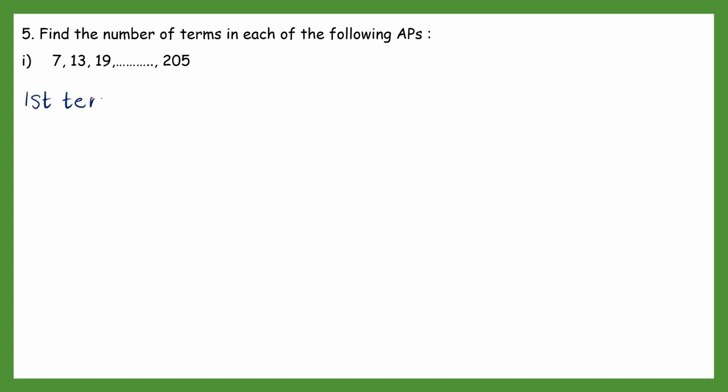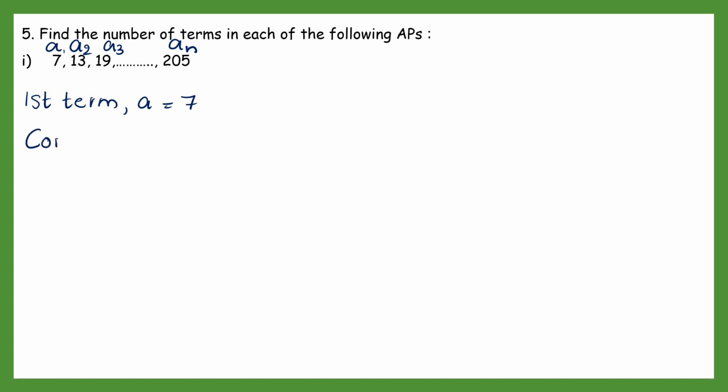First term we represent by A is equal to 7, or you can call it A1. This is the first term A1, second term A2, third term A3. This is the last term, that means nth term. If the series has n terms, last term will be the nth term. First term A or A1 is equal to 7.